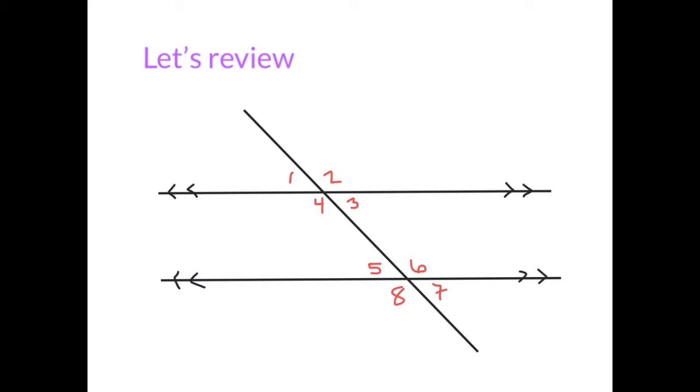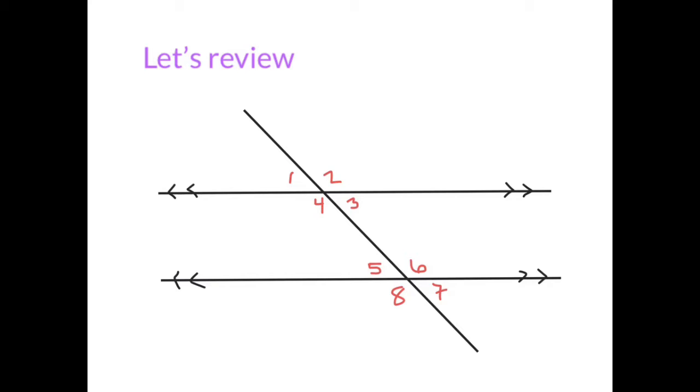This is our transversal. Remember, it's cutting through two or more lines, and it creates these 8 angles. And in the last video, what we talked about were exterior angles. So 1 and 2 and 8 and 7 were exterior angles because they're on the outside of the parallel lines. And then we specifically talked about alternate exterior because they were opposite sides of this transversal.